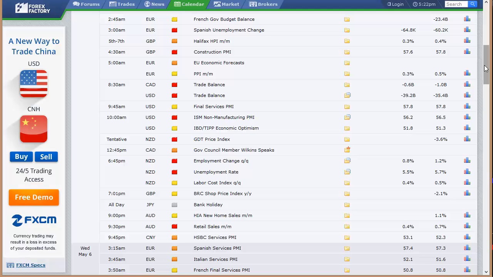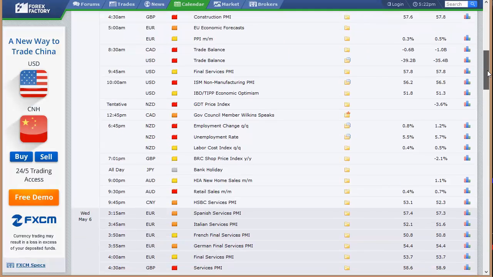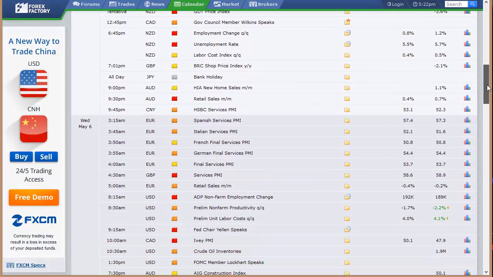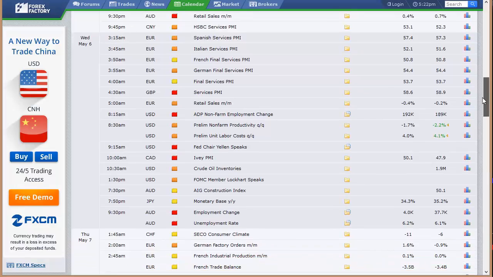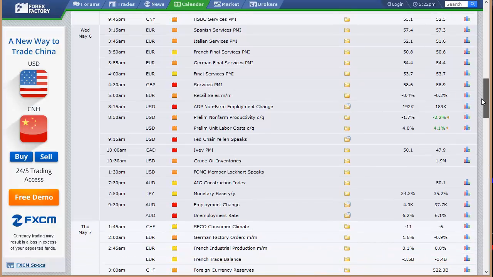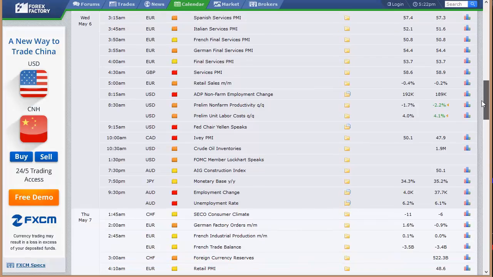We don't like to go full size ahead of news because it tends to cause spikes that are untradeable. Final services PMI here in the U.S., ISM non-manufacturing PMI, the IBD TIPP economic optimism number, New Zealand's employment change and unemployment rate and labor cost index, bank holiday out of Japan, 3 days in a row. Wow, got to look into what that is, huh? Retail sales out of Australia, HSBC services. I want a 3-day holiday here in the U.S. We don't ever do that. China, HSBC services PMI. Going into Wednesday, Spanish, Italian, French, German, and European broad sector final services PMI data, along with the same out of the UK.